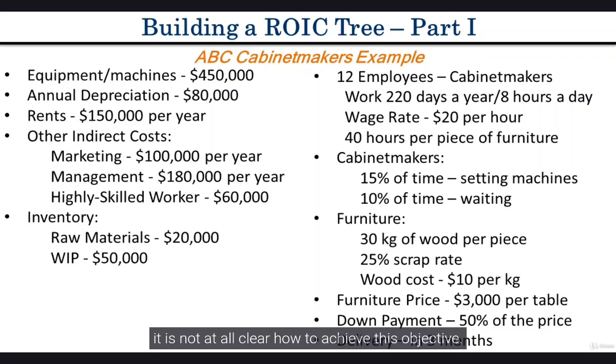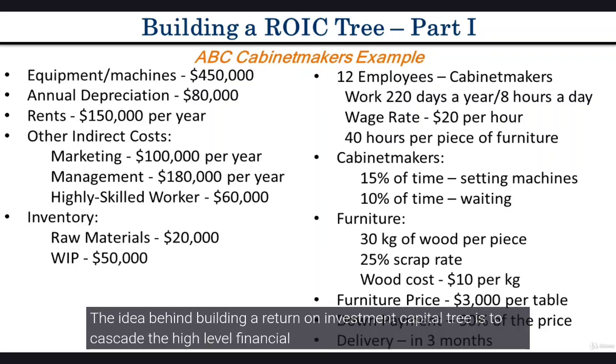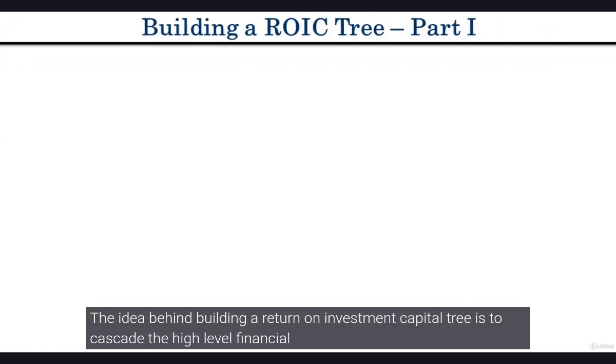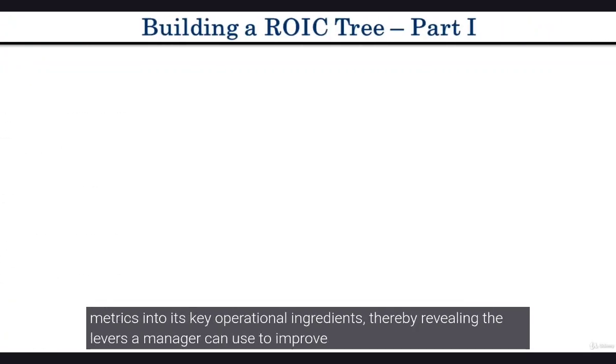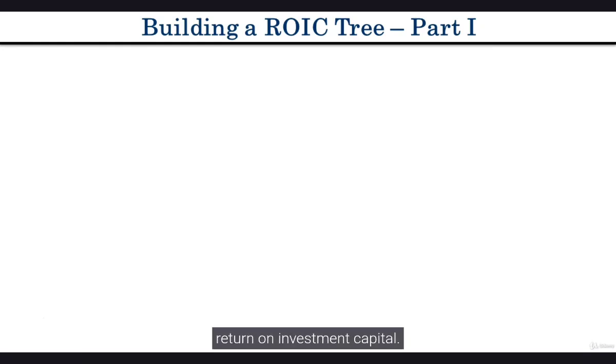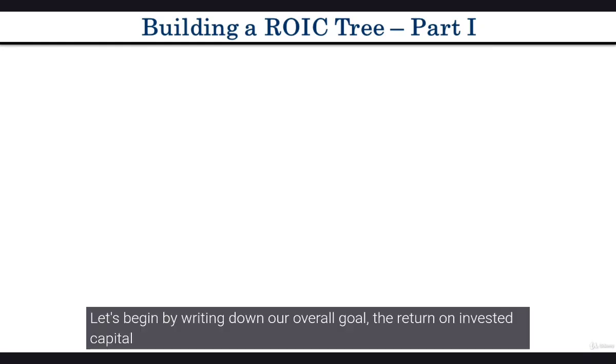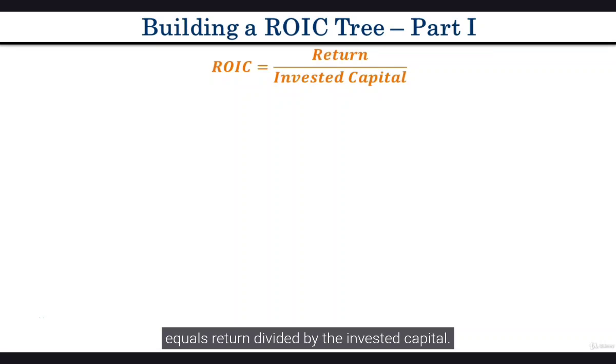to achieve this objective. The idea behind building a return on invested capital tree is to cascade the high-level financial metrics into its key operational ingredients, thereby revealing the levers a manager can use to improve return on invested capital. Let's begin by writing down our overall goal. The return on invested capital equals return divided by the invested capital.